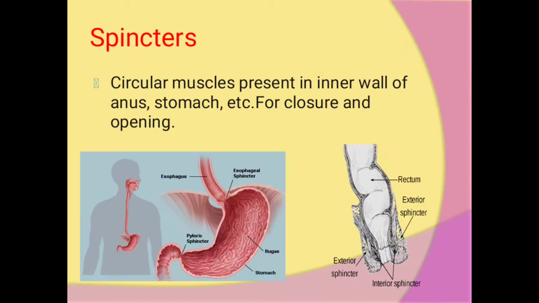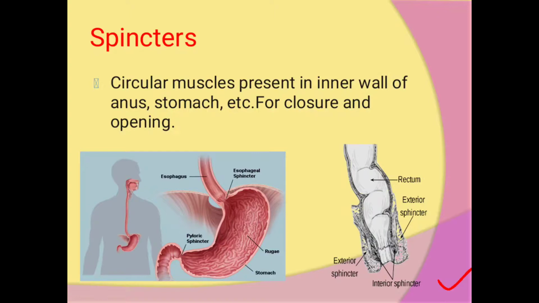Now the next example is known as the sphincters. In the human nutrition chapter we have already seen these sphincters, but now pay attention here. Where are these sphincters present? These circular muscles are present in the inner wall of the anus. You can see here the inner wall of the anus and the stomach.